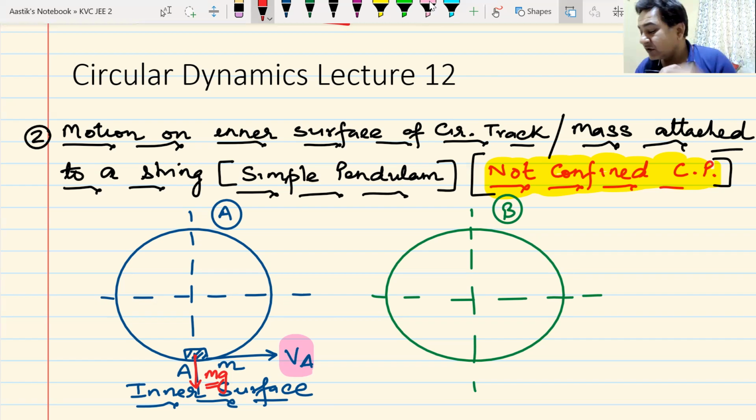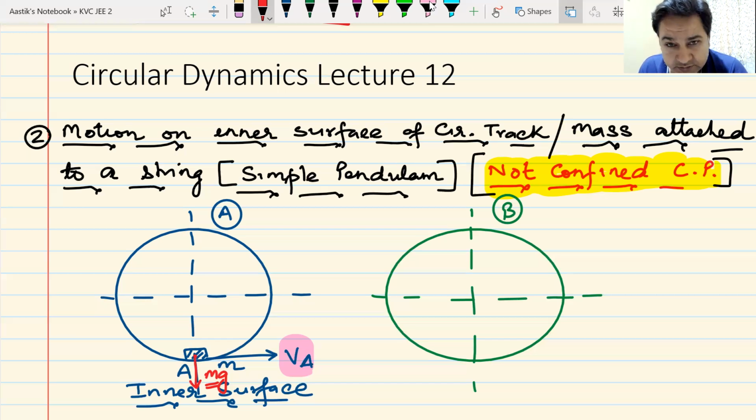Which force is going to give this body the centripetal acceleration? Which force will become the centripetal force? Which force will make this body move on this circular track? It is on the inner surface of a circular track. Weight mg is downwards always. It is not going to help this body move on a circular track. Because of its weight, it will not move on the circular track. Which force will make it move on the circular track? Anyone?